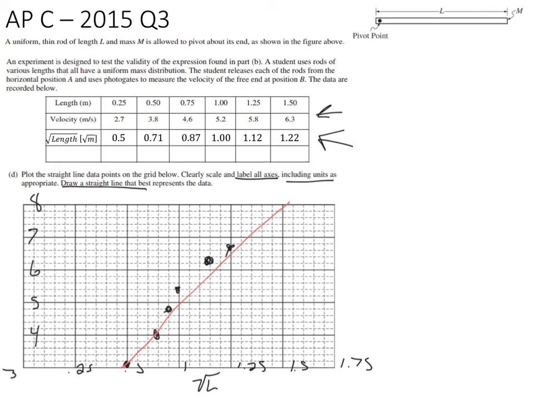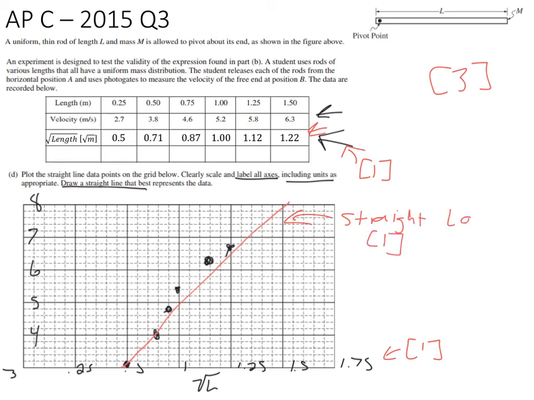All right, so this one is worth 3 points. You got 1 point for labeling your axes and creating a scale so that the points fill up at least half of the grid. You get 1 point for plotting values that correlate to what you put into the chart, which is definitely something you want to remember: whatever you put in the chart, if you put it into the graph, you get those points. And then drawing a straight line, you get another point for that. So for the most part, this should have been the easiest 3 points to get.